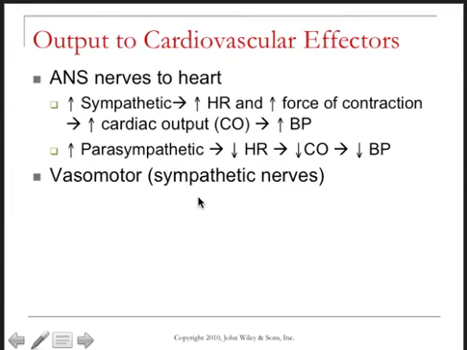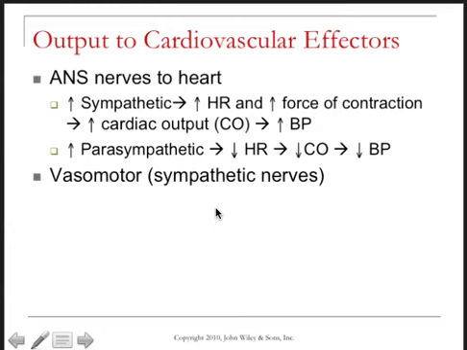But remember from the chapter on the heart that the heart can basically beat on its own. It doesn't need any nervous system input in order to pump. But it does need nervous input in order to know how quick to pump.